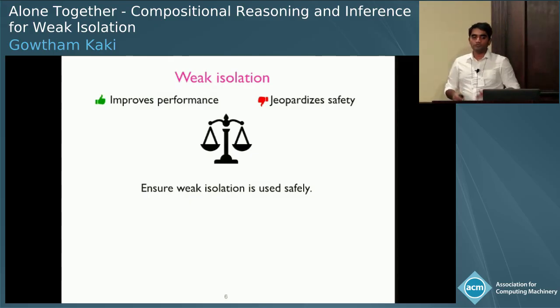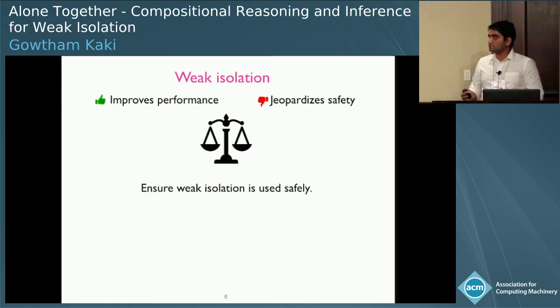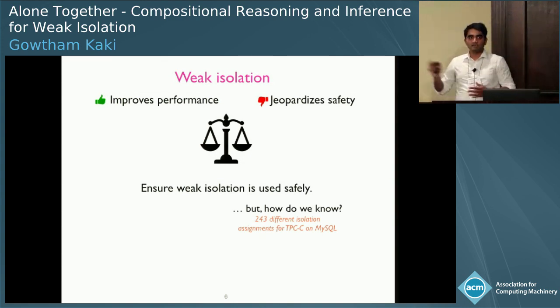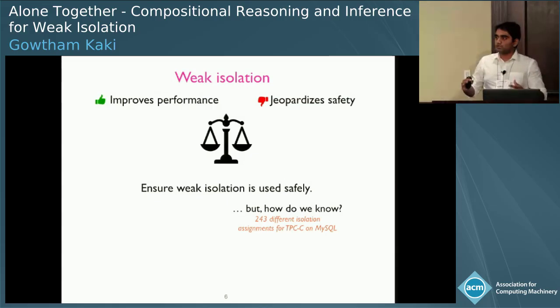So the rational thing to do would be to strike a balance: use weak isolation when we are sure about safety and default to serializability otherwise. But this is not so easy, considering that the state space of isolation configurations is pretty large. For example, in the case of TPCC, there are 243 different configurations of isolation levels for transactions, and it is difficult to find out which among these configurations is optimal and at the same time safe.